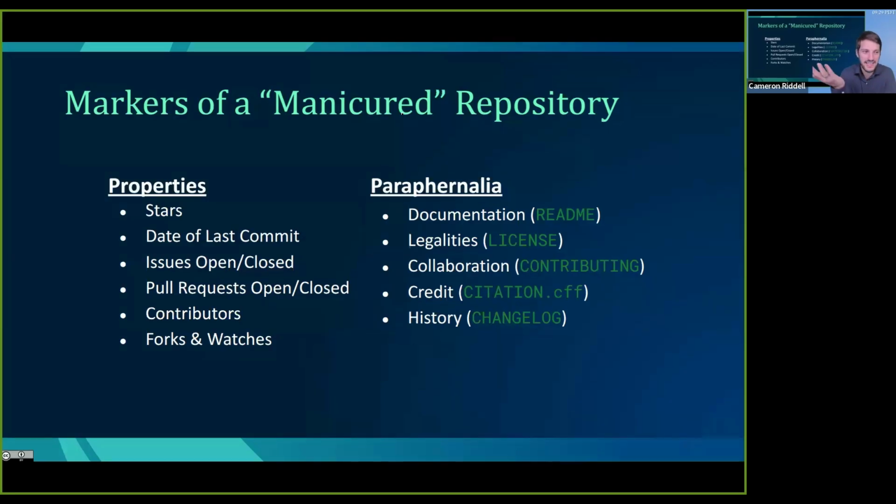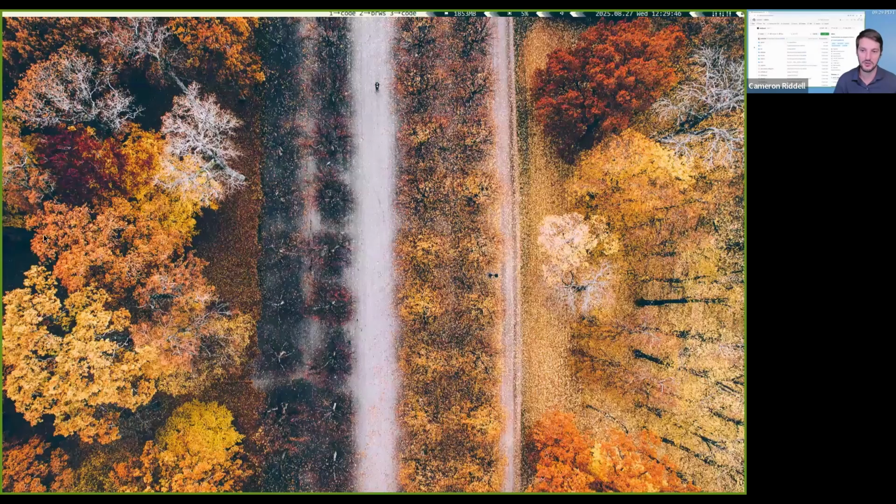If there's no license, I can't use the project. If there's no contributing guidelines, well, maybe I'll just open up a pull request and hope for the best. If there is no documentation, I don't even know how to use the thing. So these are all important to have as well. So let's take a look back here.